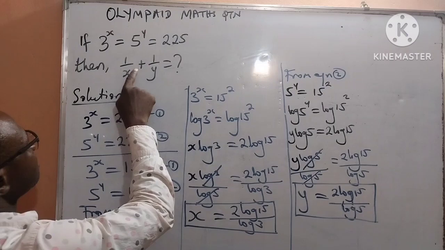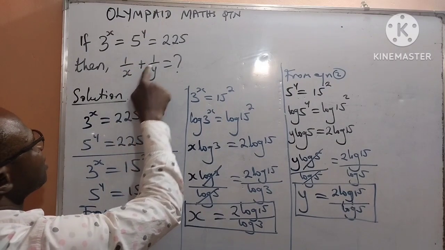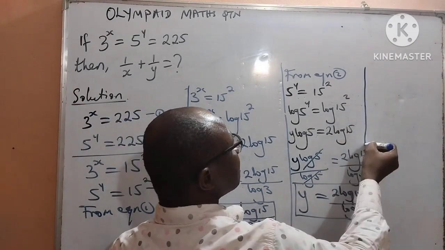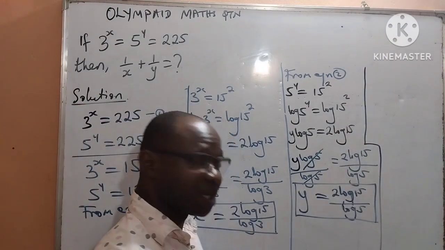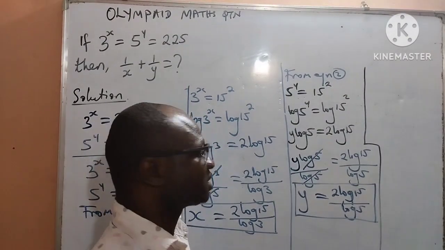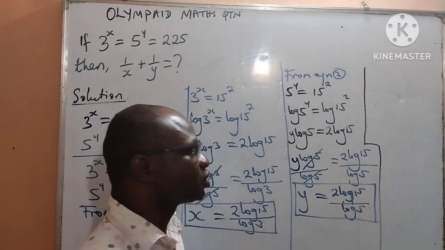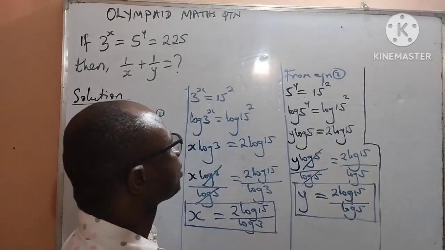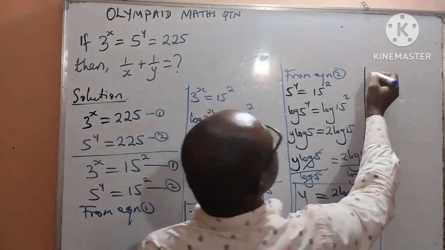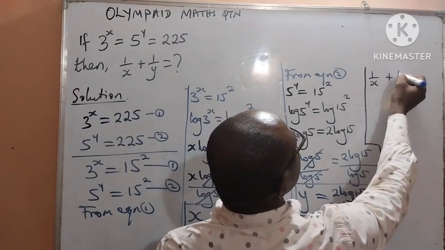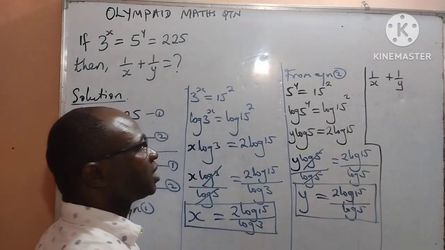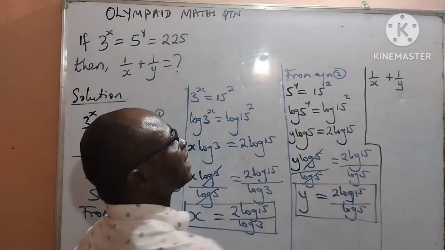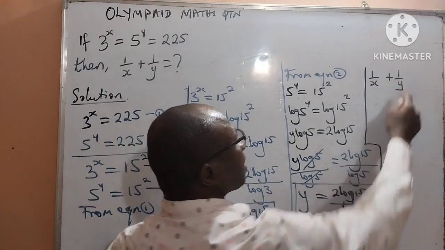But the question asks me to solve for 1 all over x plus 1 all over y. And that is where I go now to get exactly what the question has asked me to get. I have known the value of x, I have known the value of y, so I need to know what is 1 over x plus 1 over y. Alright, beautiful. Therefore, 1 all over x plus 1 all over y. What it means is that I am dividing 1 by x, and I am also dividing 1 here by y.